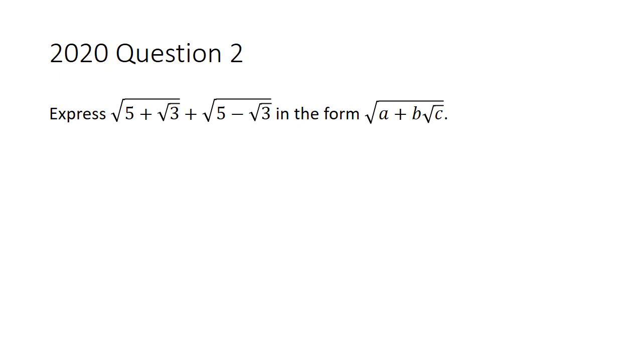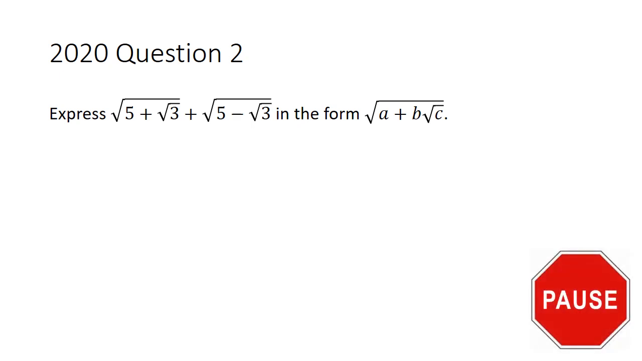Moving on to question 2. Express square root of 5 plus root 3, plus square root of 5 minus root 3, in the form of square root of a plus b root c. Pause the video here and give this question a good try.